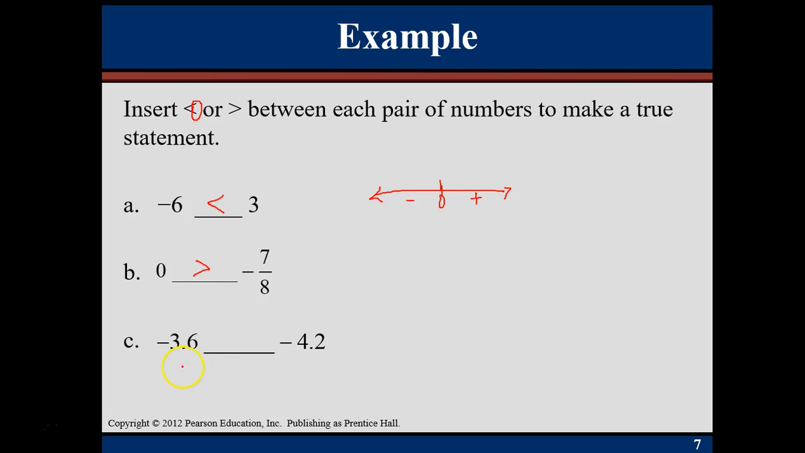But when you're comparing a negative to a negative, remember it's going to be the reverse of what you think. -4.2 is further to the left than the -3.6. And the more left you are, the smaller you are. So -3.6 is actually greater than the -4.2.